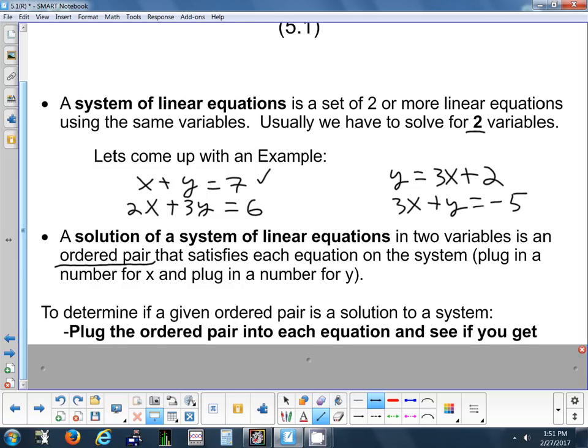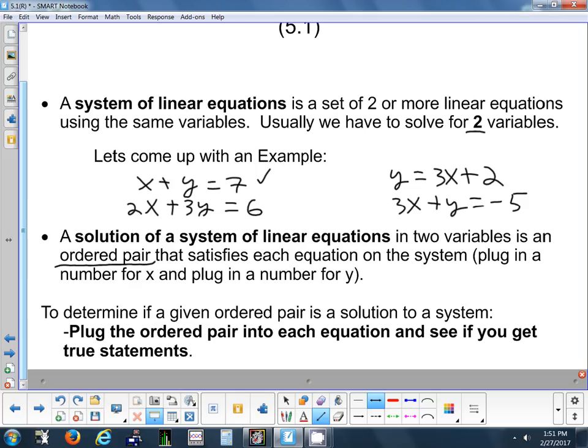So to determine if an ordered pair is a solution, what you're going to do is take what they give you and plug it into each equation. If you plug it in and you get a true statement, then it works. Like Vanessa gave me the point 3, 4. I plugged it into the top one, yep, I checked it off. It worked fine. But when I tried it in the bottom one, it didn't work. So what that means is 3, 4 is not the solution. It has to work in each equation.